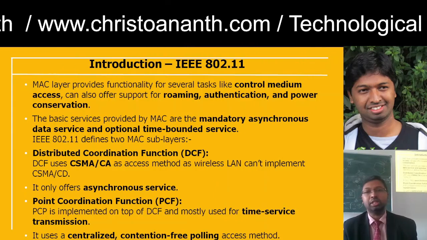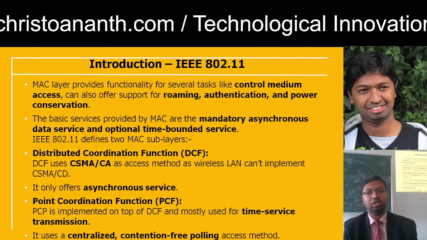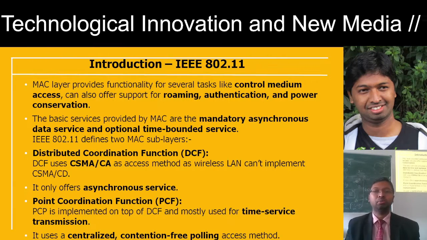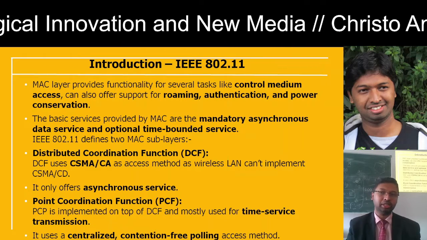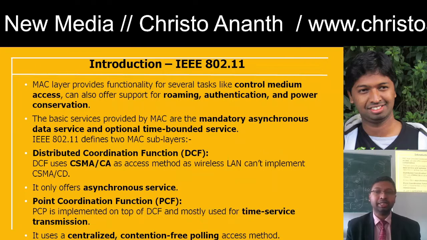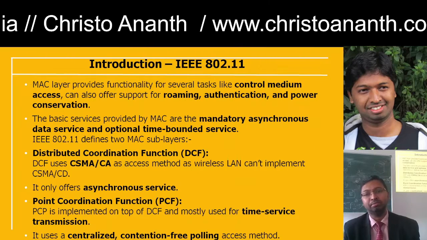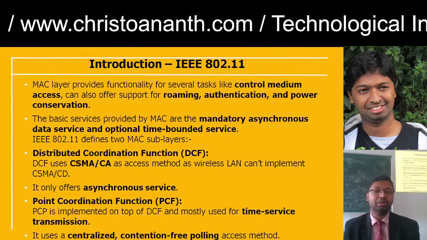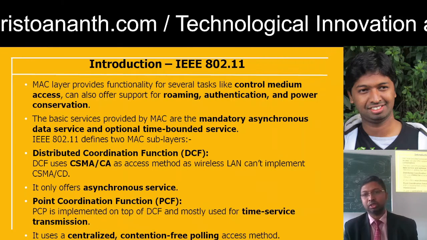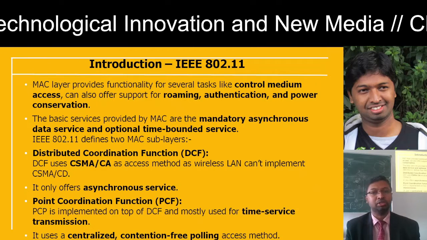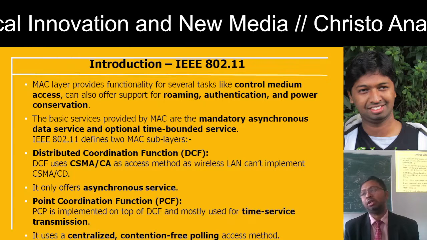So this is IEEE 802.11. We have control of medium access, especially for roaming, authentication, security, and privacy. In order to conserve the power that is consumed, you can go with the MAC layer. You can use the best possible services with the asynchronous data service, and of course the optional time-bound service. You can use them, but you need not use them either.